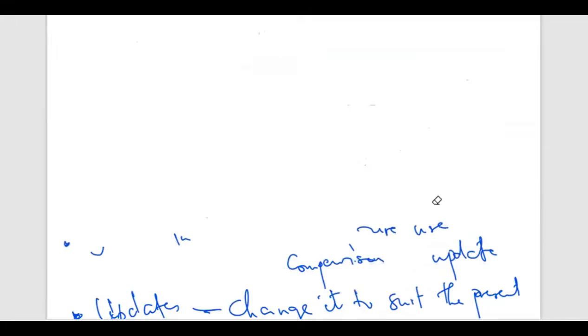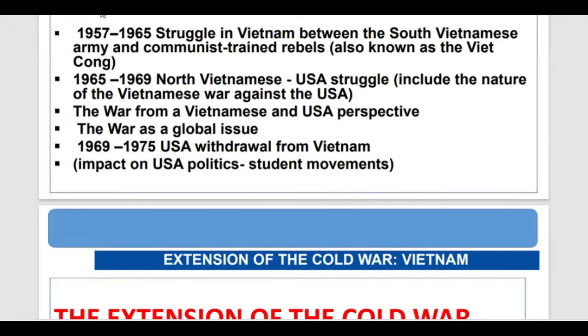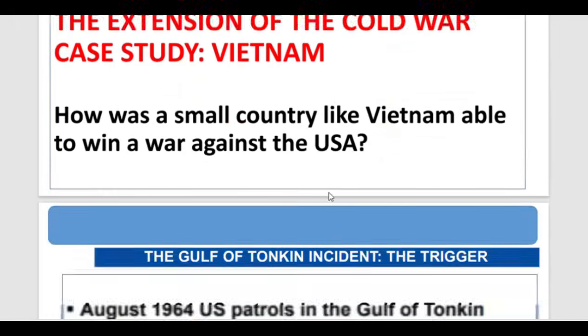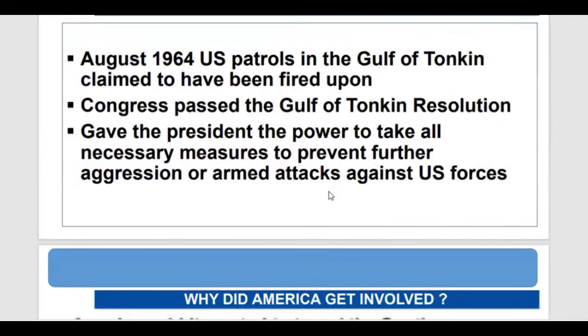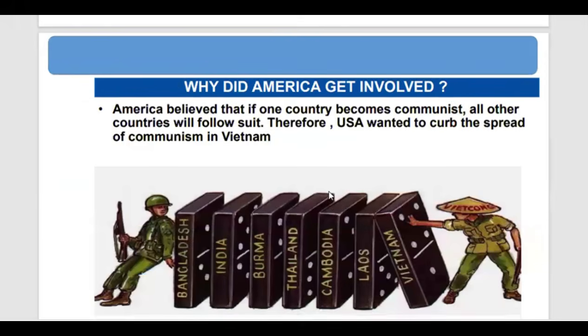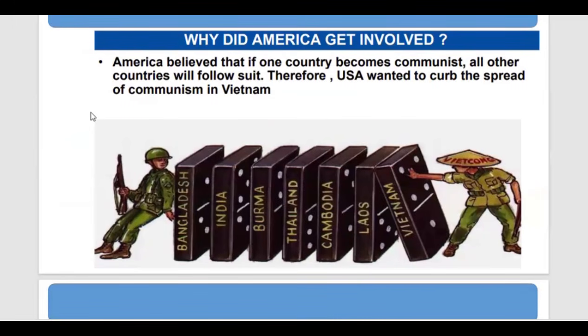Right. We are going to look at the domino theory as an illustration, according to the guide that we are following. Then we have the domino theory being illustrated in the form of a picture. Let's see how the domino theory was thought of by the Americans. Why did America get involved? America believed that if one country becomes communist, all other countries will follow suit. Therefore, the USA wanted to curb the spread of communism in Vietnam. That was the domino theory.